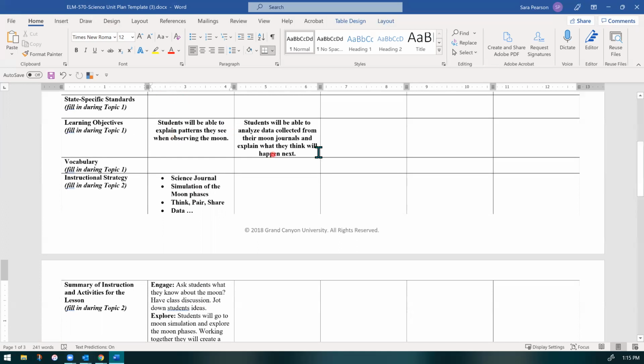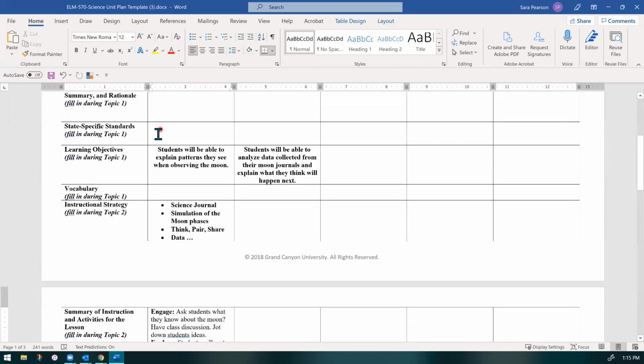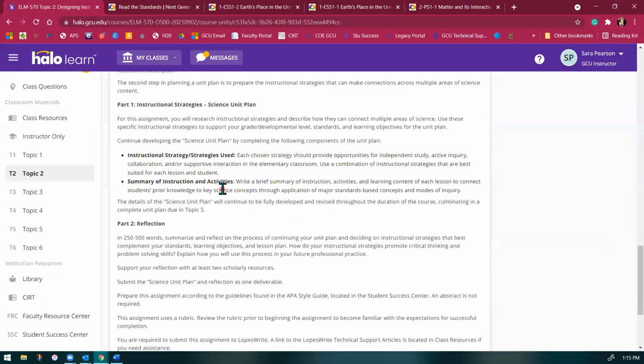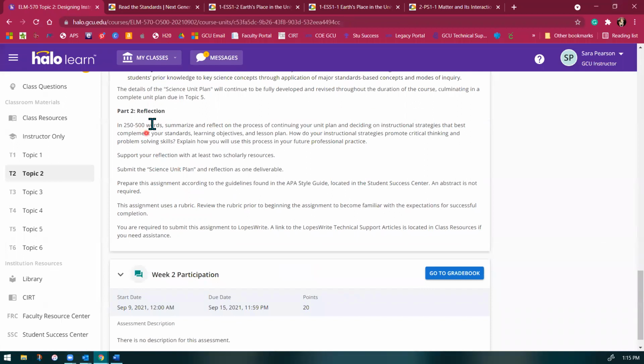This should feel like a cohesive unit, not something where you're doing different learning each day. Sometimes students really feel like they need different standards each day, but you don't. It takes time to teach a full standard. All right, so that's what you have to do this week. And then in your reflection, you're going to talk about the instructional practices and really talk about these practices that promote critical thinking and problem-solving skills.